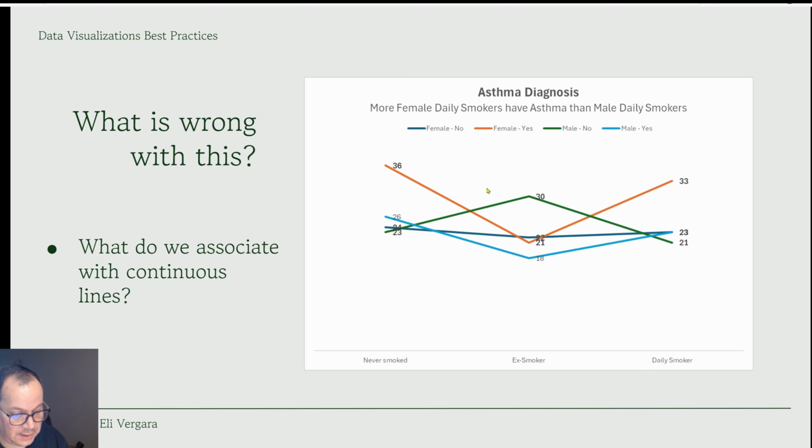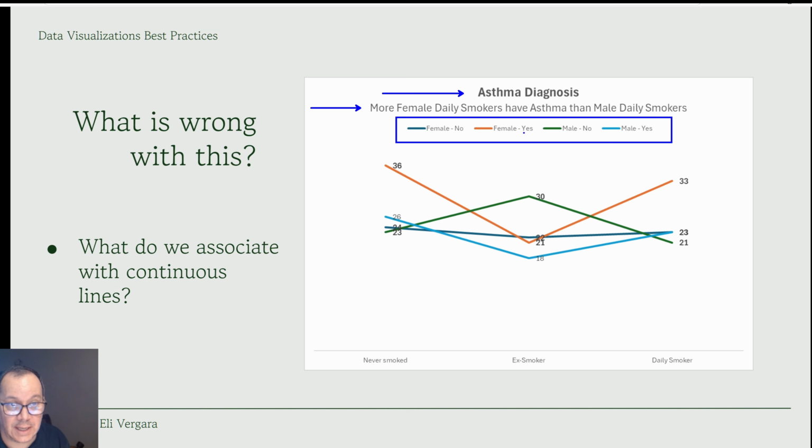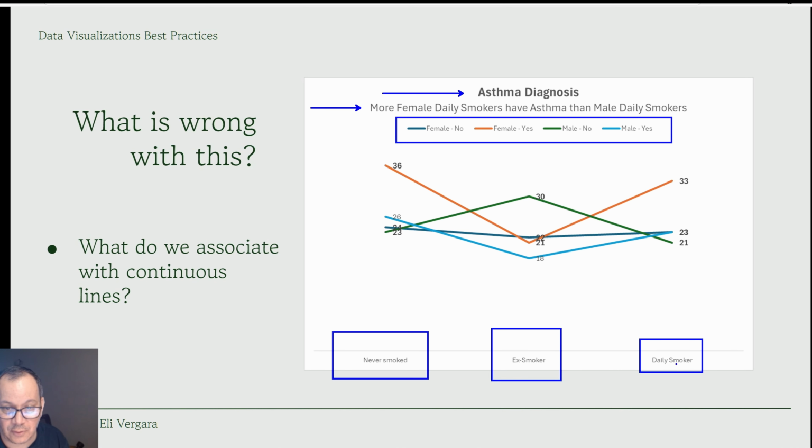Now, what is wrong with this one? Again, we have a good title, we have a good subtitle, we have a legend that tells us what each line represents. And so this graph says more female daily smokers have asthma than male daily smokers. And then we see categories here, and we look at never smoked, ex-smoker, and daily smokers. So clearly we're focused on this category right here.